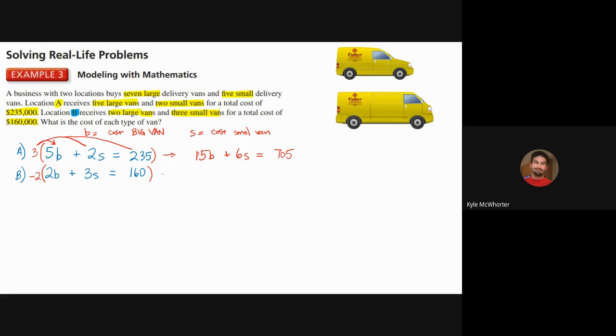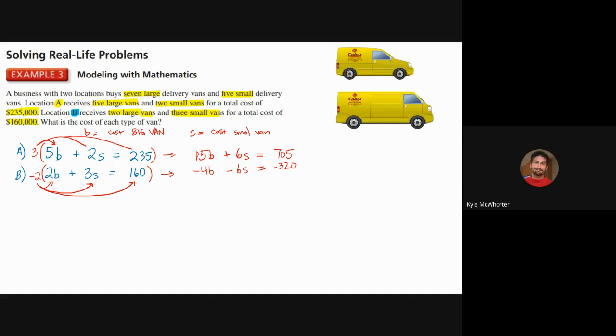And now for the bottom equation. Negative 2 times 2b, that's negative 4b. Negative 2 times 3s, that's negative 6s. And negative 2 times 160 will be negative 320. Two times 160, yeah, 320.